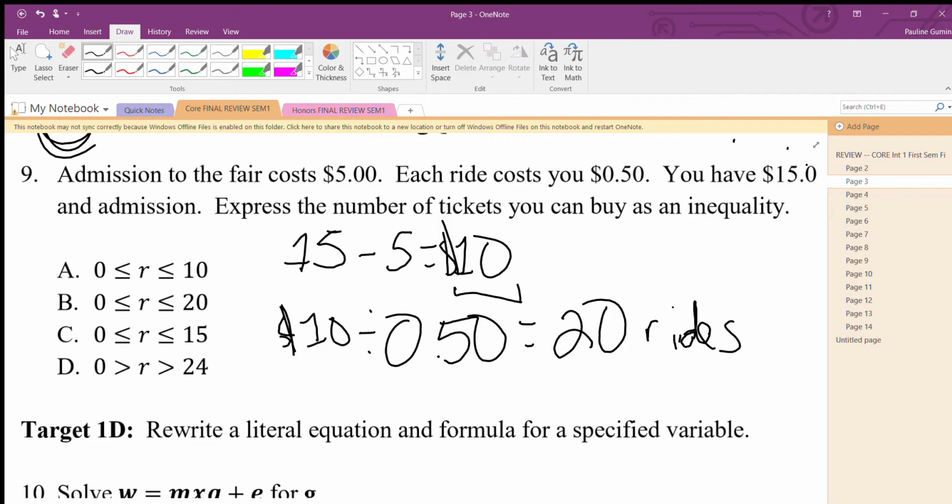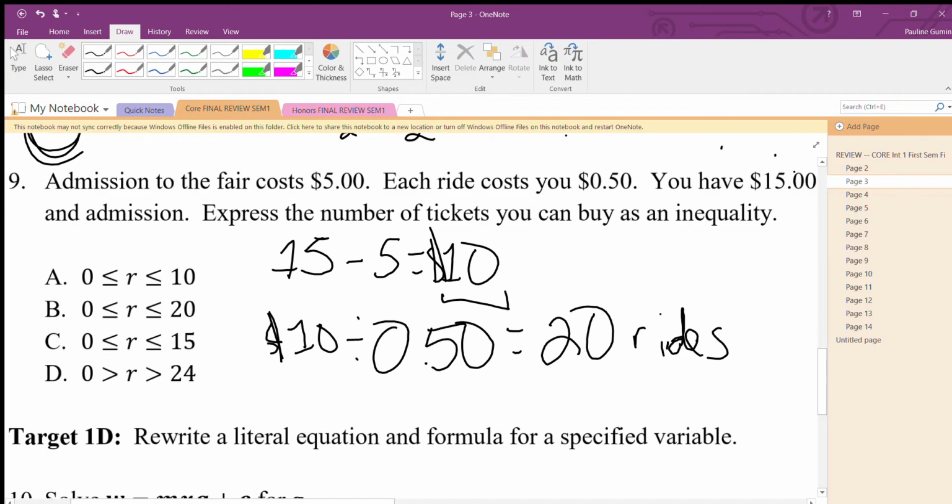And that's if I spend that whole $10 bill. Well, let's say I don't want to spend the whole $10 bill. Let's say I don't want to go on any rides at all. I just want to go into that fair and hang out with my friends. Well, then I could spend $0 on tickets and get 0 tickets. So our answer is letter B.